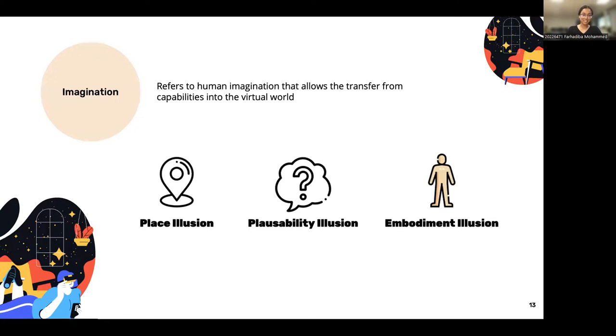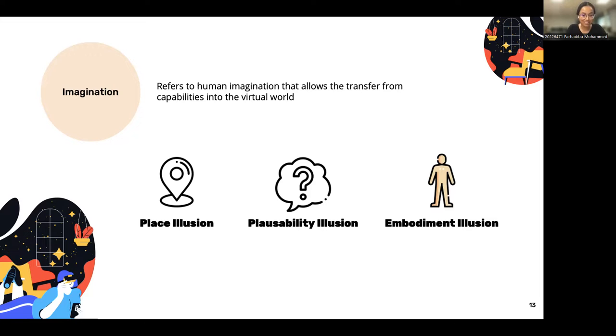And the last one is imagination. Imagination refers to human imagination that allows the transfer of capabilities into the virtual world. Basically, it means that we are able to let ourselves be fooled that the virtual environment is indeed real, so that we have the possibility to even imagine something like that. And in this form of imagination, 3 illusions are also important. The 3 illusions are place illusion, plausibility illusion, and embodiment illusion.